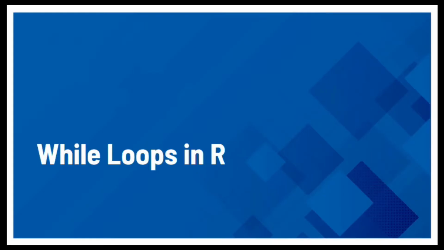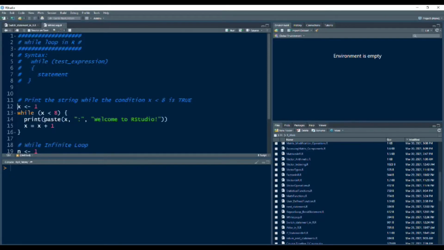Hello and welcome to this lab session. In this lab we will look at while loops in R. While loops are used to loop until a specific condition is met. Here we have assigned a variable x with value 1. Inside the while loop, we check for the expression if x is less than 8.